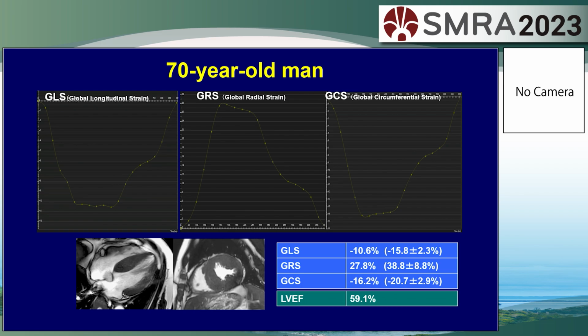And although the LVEF is normal, we do feature tracking for assessing the global strains. And you will find that GLS is pretty abnormal, even if the LVEF is normal. So feature tracking of cine is always used in our hospital.